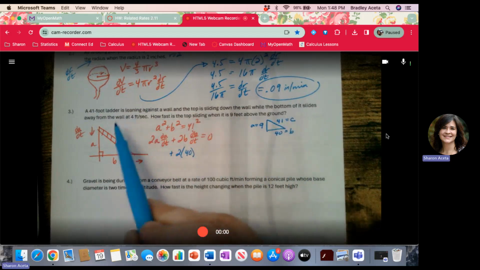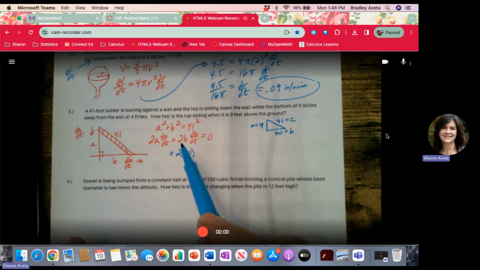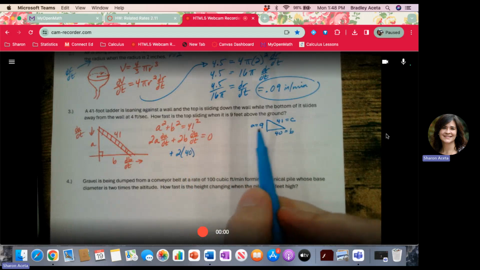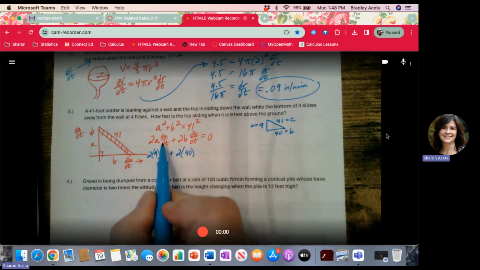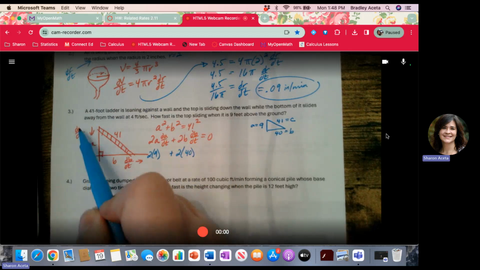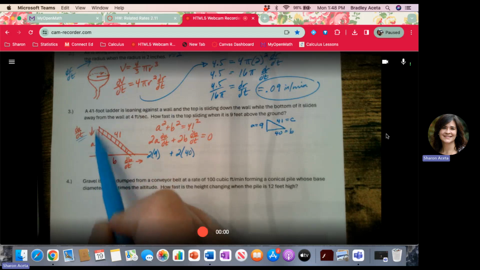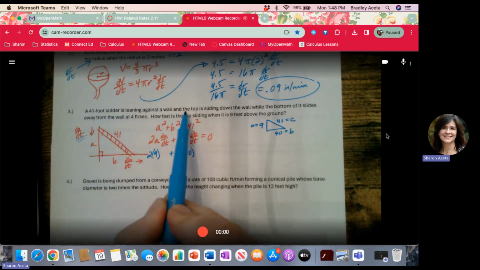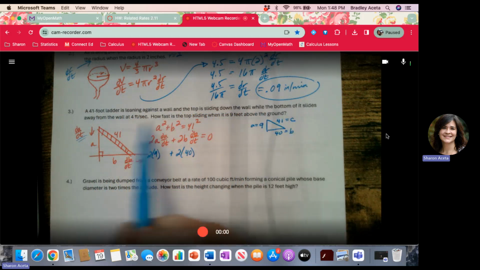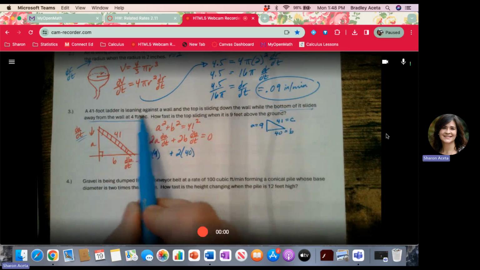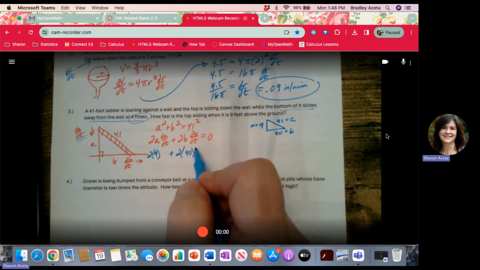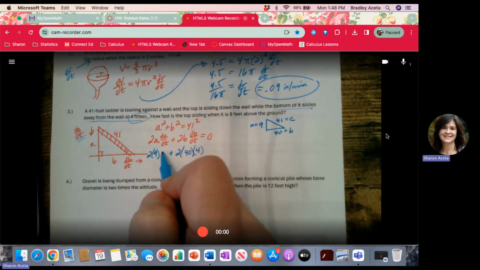And then I just need to kind of read back on my story and figure out what else I know and what other piece of information I have. Well, I do know A, so 2 times 9. Let's see if I have anything about dA dt. Now, again, what is dA dt? dA dt is the rate at which I'm decreasing down the wall. A 41-foot ladder top is sliding down the wall while the bottom of it slides away. So the bottom of it slides away. We know that information. So that's our dB dt, the bottom sliding away. So that's 4. dA dt is what we're trying to figure out, how fast is it sliding down.